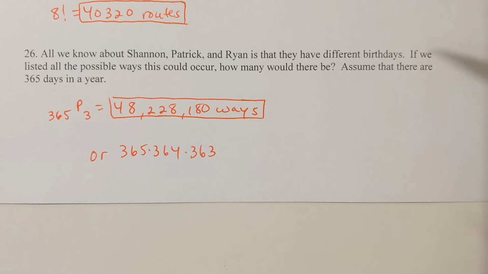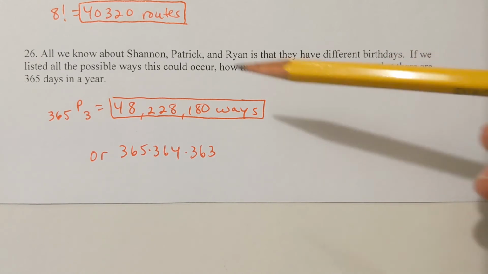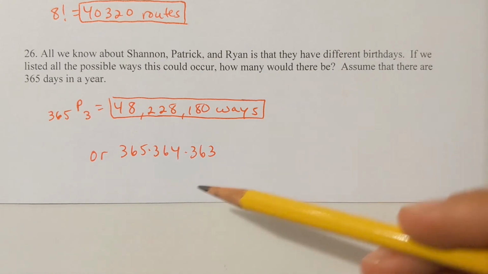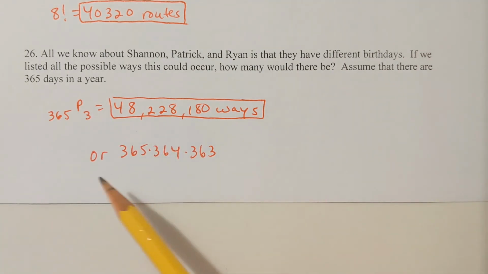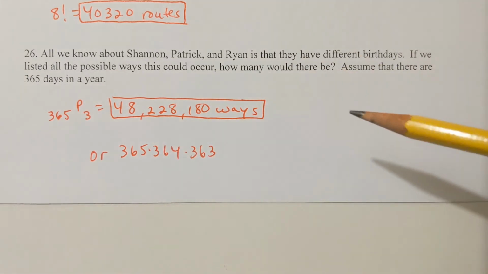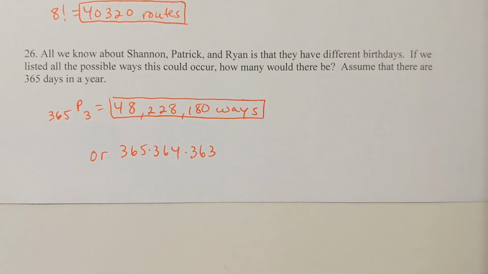No, it doesn't, because now Shannon's birthday would be on February 4th, and Ryan's birthday would be on November 8th, right? So it's not the same thing at all that you were saying previously. So order does matter here, which means that we should be thinking about this as a permutation, not a combination. 365 permute 3 gives us the same result, 48,228,180 different ways.